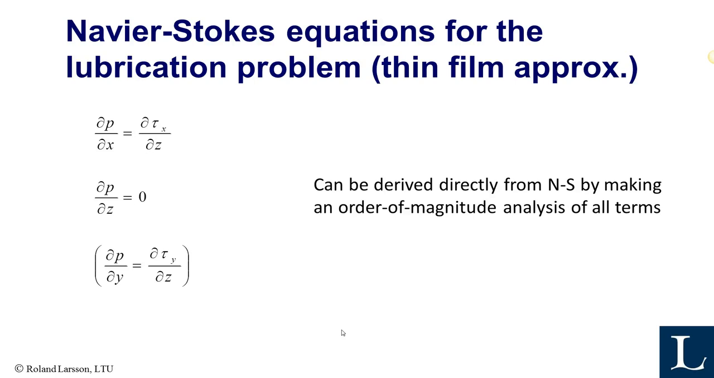Another way to derive this is to start from the Navier-Stokes equation and make an order of magnitude analysis and just drop all the terms that are much smaller than the others, and you will come to the same result. So these three equations are actually the full set of Navier-Stokes equations in 3D, because you can do the same for the y direction, and as we already assumed that dp/dz is zero, since the pressure is constant across the film.